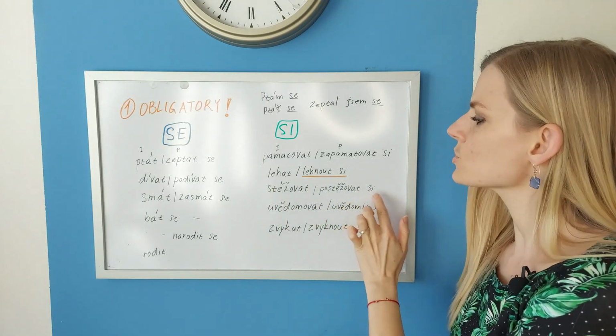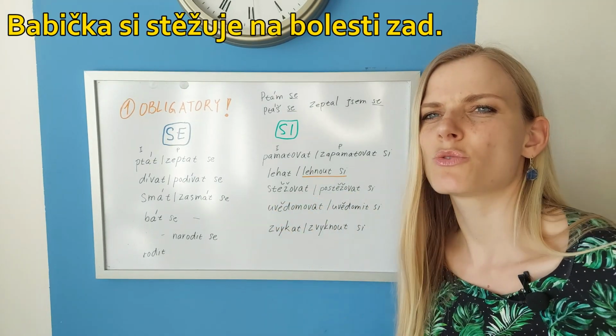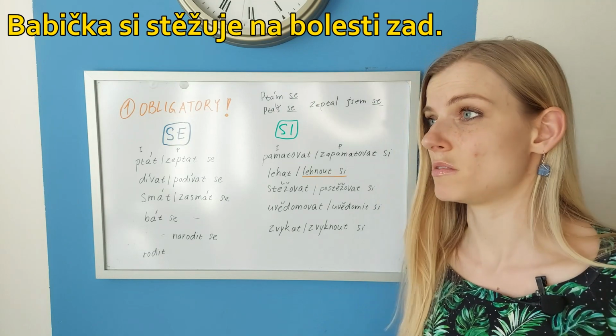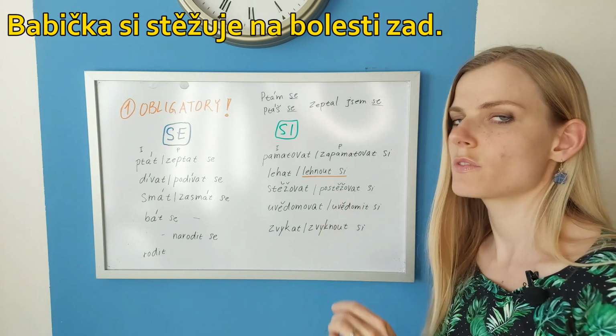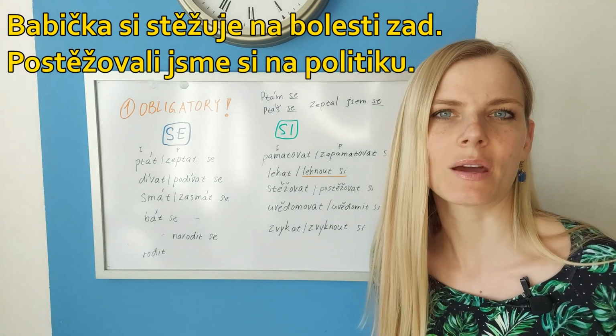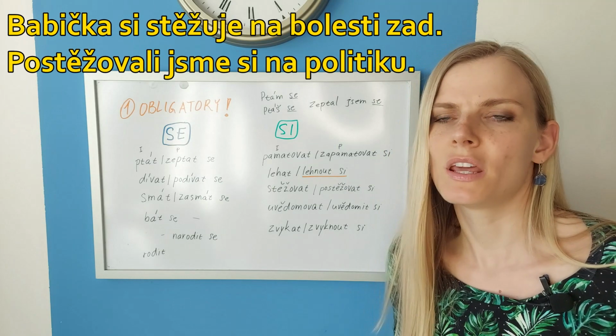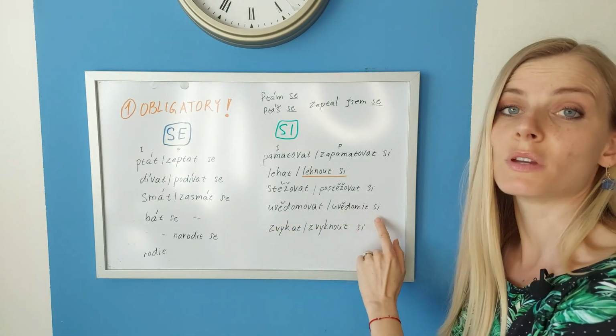Stěžovat si a postěžovat si. To complain. Babička si stěžuje na bolesti zad. Grandmother complains about back pain. Postěžovat si is to have a complaint just once. Postěžovali jsme si na politiku. We complained about politics.